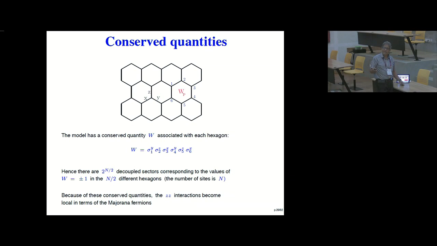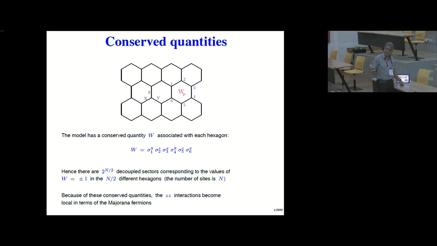Now this is only for this hexagon. You can define a similar thing on any other hexagon, and that also commutes with the Hamiltonian. So for every hexagon, there is a conserved quantity. This is a Hermitian operator. You can check that its square is 1. So its eigenvalues are plus or minus 1. And so there's a conserved quantity on every hexagon which is plus or minus 1.